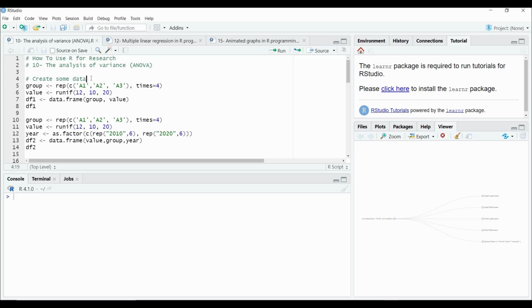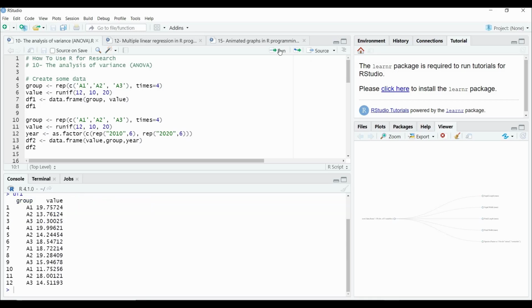At the beginning, let's create some data. Then create a data frame from group and value. We name it df1. That's our data. And in the same way, we create the second data frame.